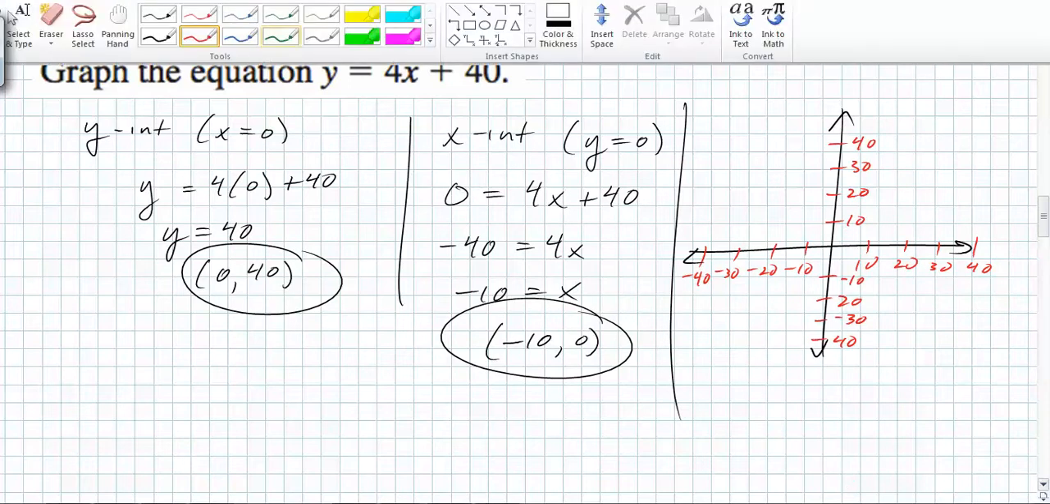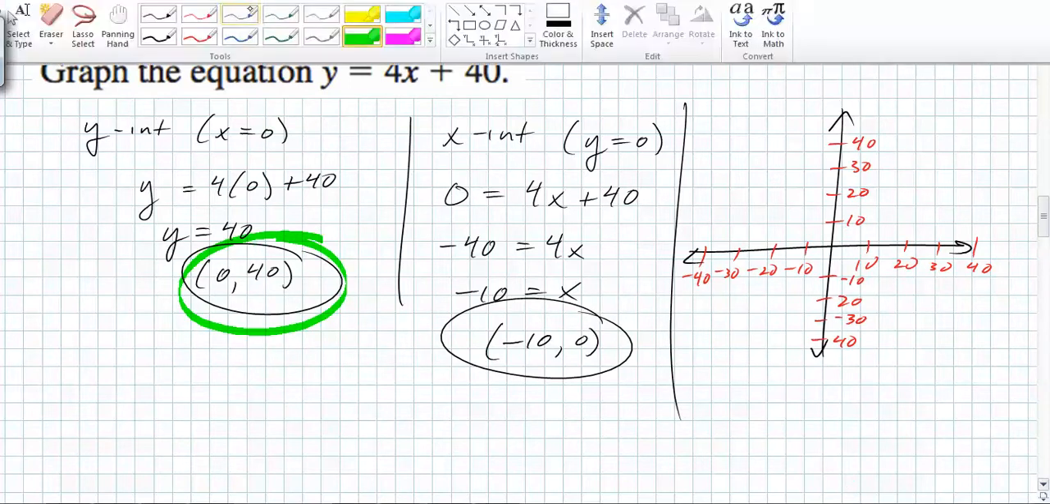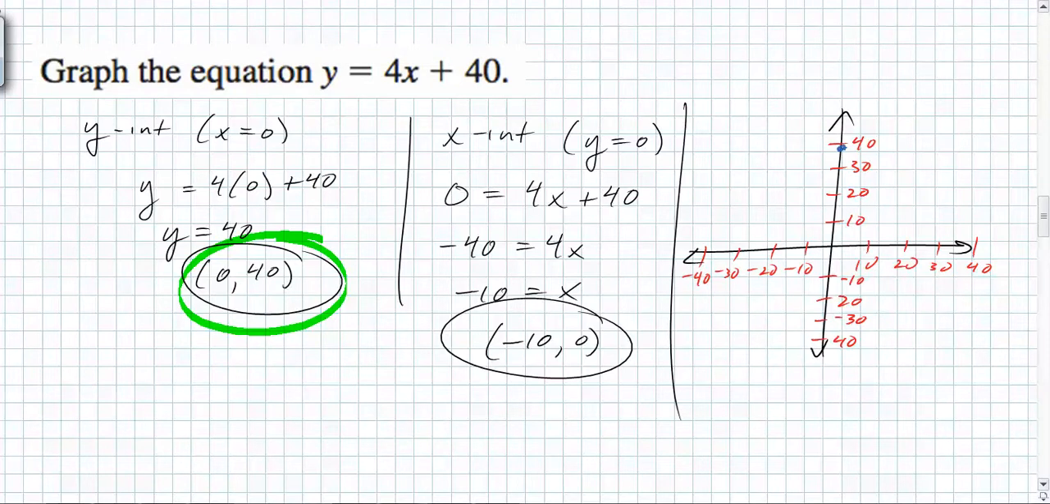So (0, 40), where is (0, 40) going to be? That is the y-intercept. That's going to be at 0 for the x and 40 for the y. So right there. And then what about (negative 10, 0)? That's going to be right there. So now what we do is we connect the two. We end up with this steep line right here.